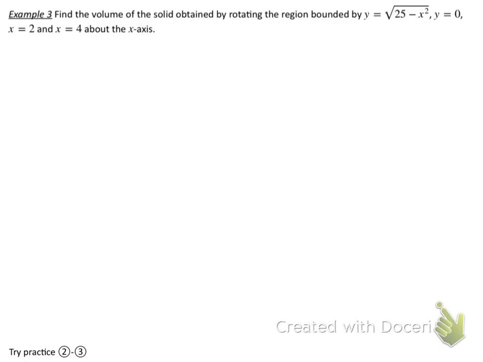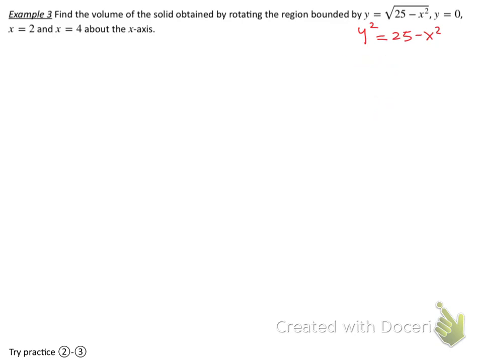Well, if you square both sides, you have y squared equals 25 minus x squared, or x squared plus y squared equals 25. So pretty much, this is the circle with radius 5, but with the part where y is positive, because when y is a square root, it has to be positive.